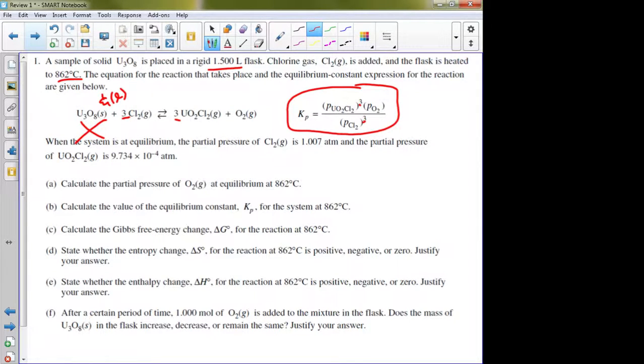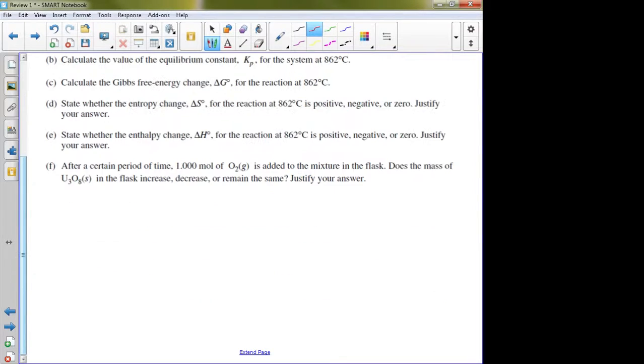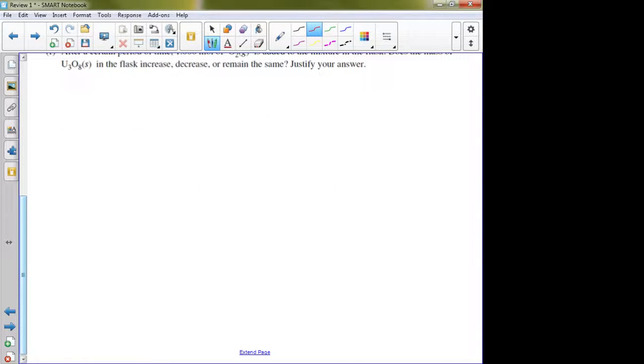When the system is at equilibrium, the partial pressure of Cl2 is 1.007 atmospheres, and the partial pressure of UO2Cl2 is 9.74 times 10 to the negative 4th atmospheres. Now remember, these are their pressures at equilibrium, which is code for I need to make an ICE table. That's what that is code for. So I find a good spot on my paper where I can write myself a little note.